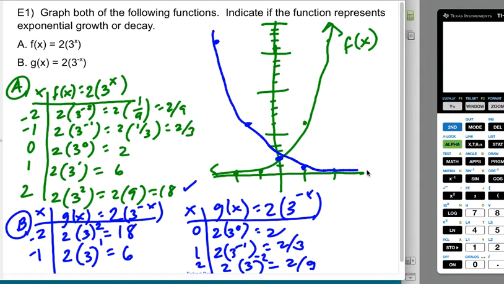Essentially, this is what would happen if I flipped my f of x over the y-axis. So g of x is decay, right? And f of x was growth. And the other way to see that g of x is decay is your multiplier is actually 1/3, right? Because 3 to the -x is the same as (1/3) to the positive x.